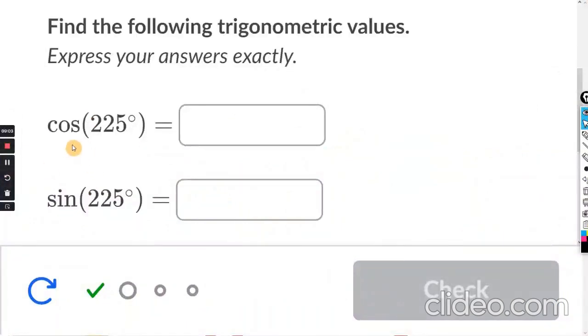All right, let's do one more. We have cosine of and sine of 225 degrees. By the way, on all these problems, I believe the angles will match, and they're just going to ask you the sine and cosine.